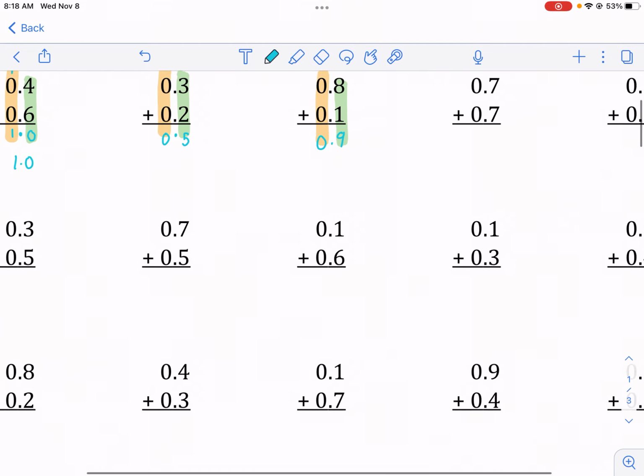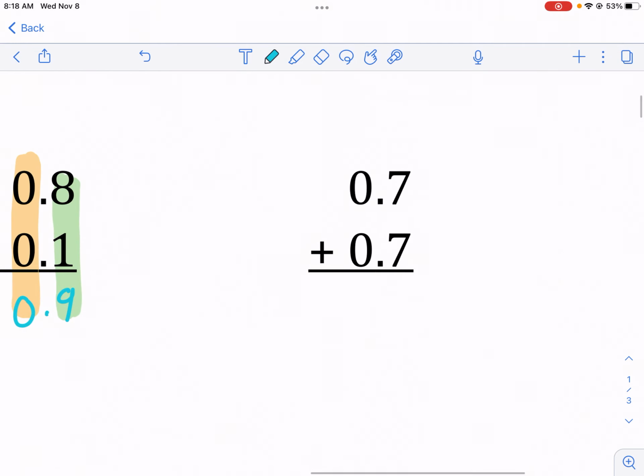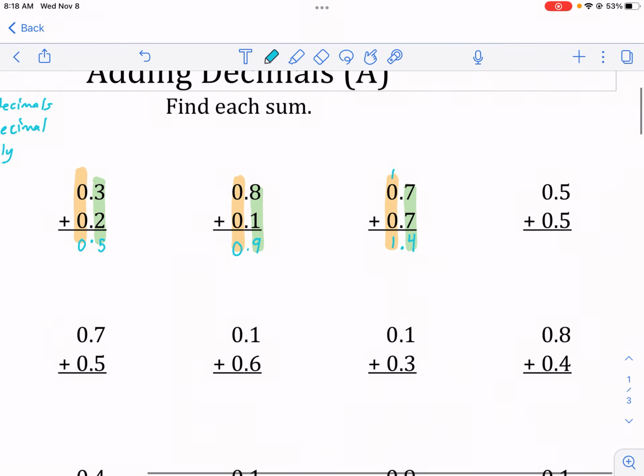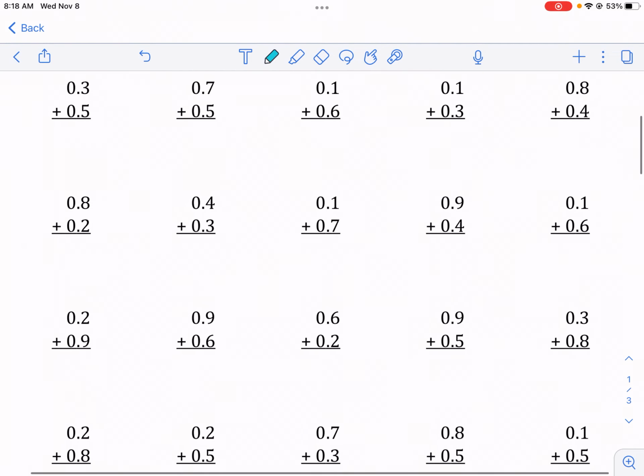I'm looking for ones that, here was 1, okay? So this one, I'm gonna go ahead, just highlight my tenths and my ones. I have 7 plus 7, that's 14. I carry the 1, and now I have 0 plus 0 plus 1, that's 1. Don't forget to drop the decimal. I forgot to do that. 1.4 is my answer. And that's how you're going to go through all these problems.